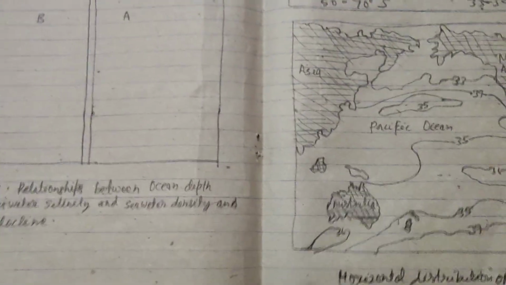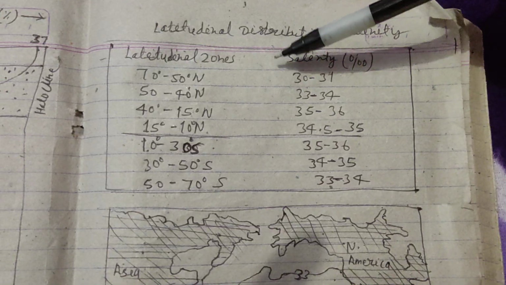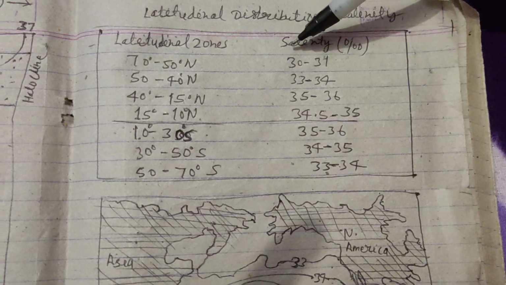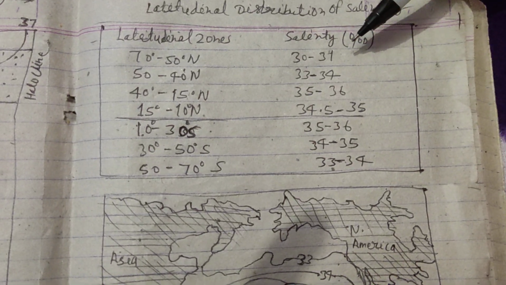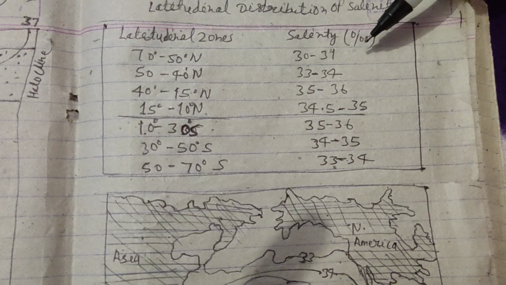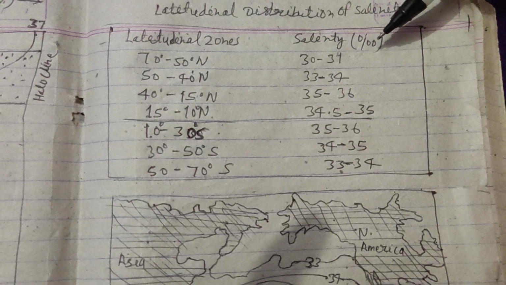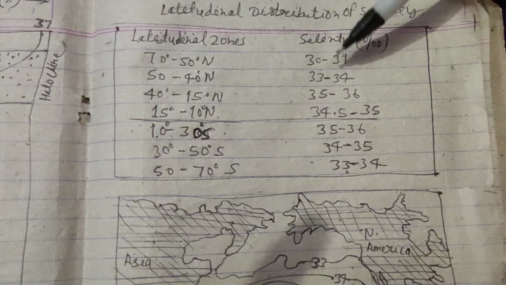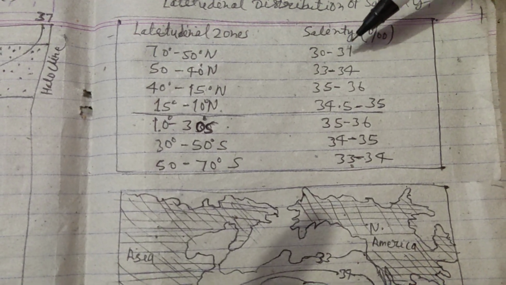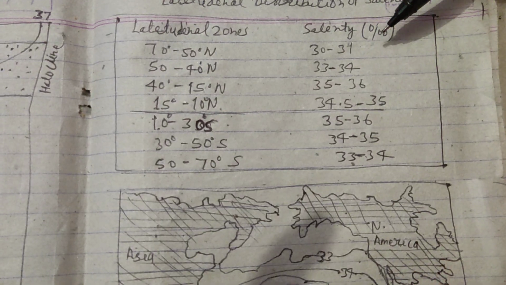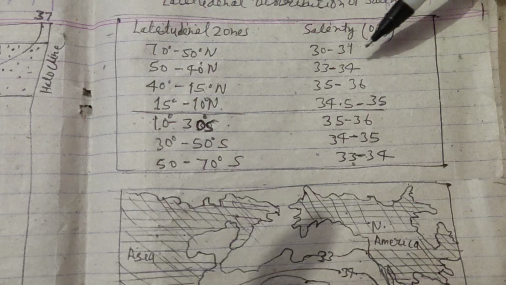And this is the latitudinal distribution of salinity in the ocean. In the ocean, latitudinal zone and salinity in gram per thousand means in 1000 grams, how much substance is soluble. You can see 30 to 31 gram of material substance soluble in 1000 gram of ocean water.